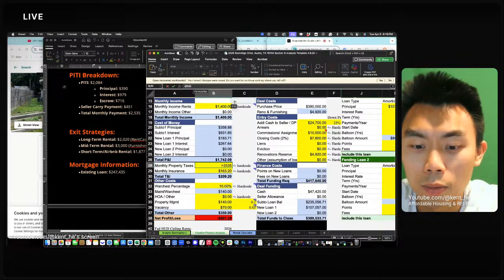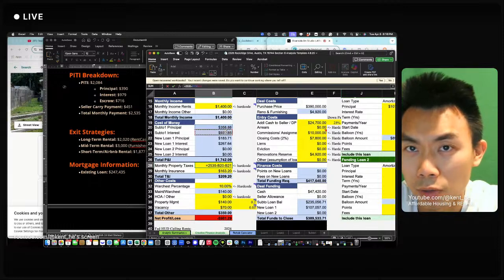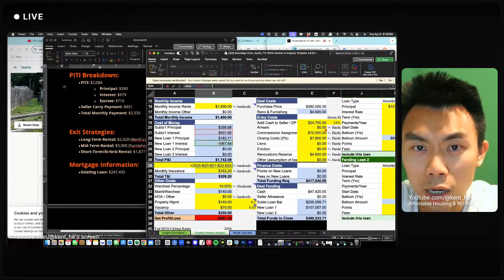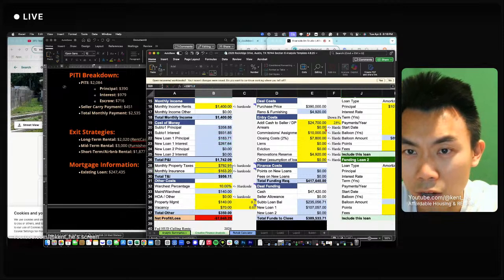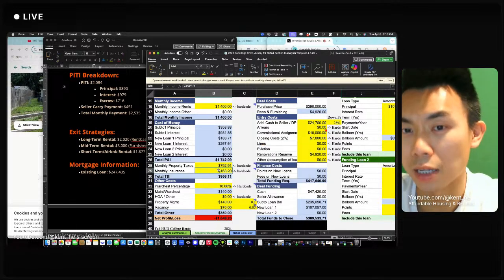I'm going to do equals B. I'm going to do 2535 minus the principal and interest portion of the subject-to loan, minus the principal and interest portion of the seller financing note. And this gives me the balance, right? So that essentially is my escrow amount, great for taxes and insurance.